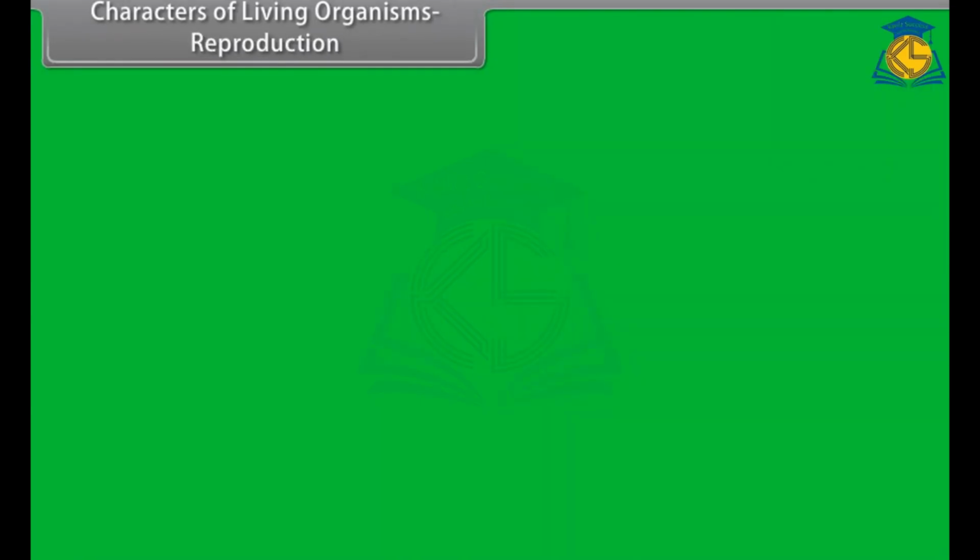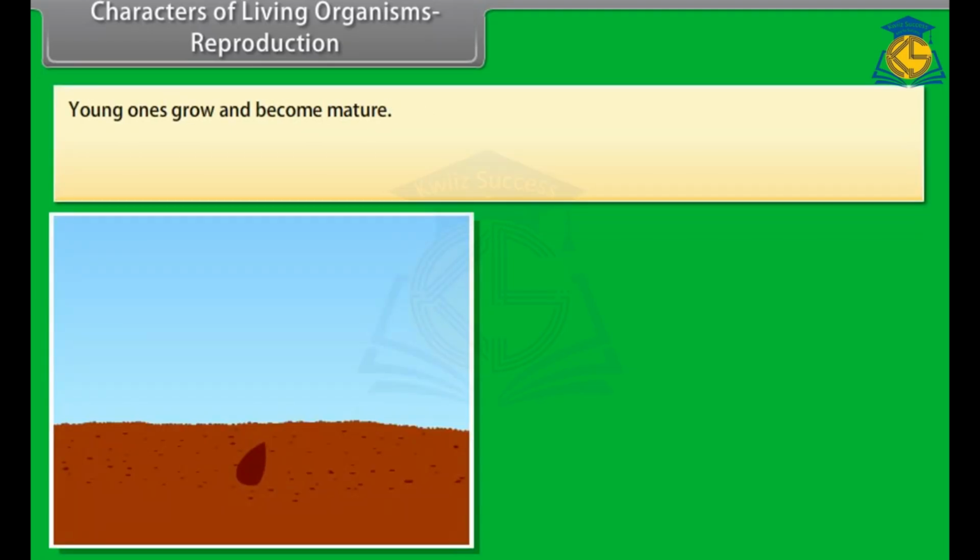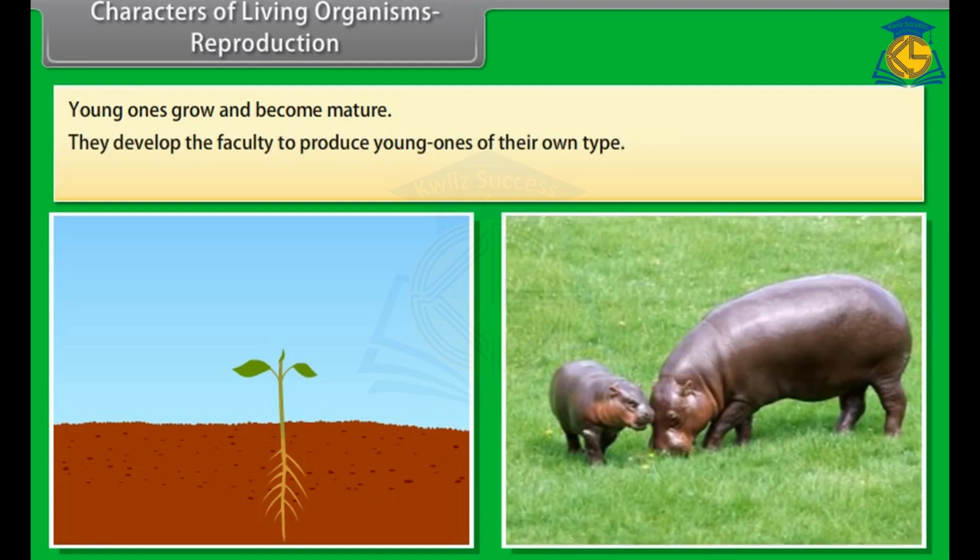Characters of living organisms. Reproduction. Young ones grow and become mature. They develop the faculty to produce young ones of their own type. Life comes from pre-existing life.